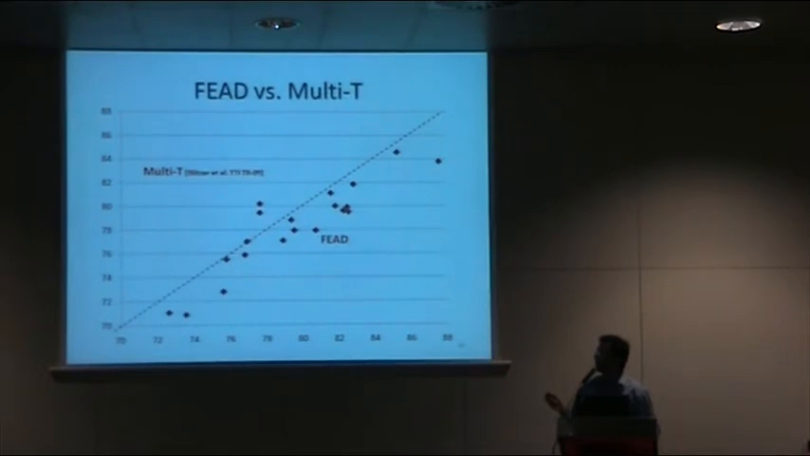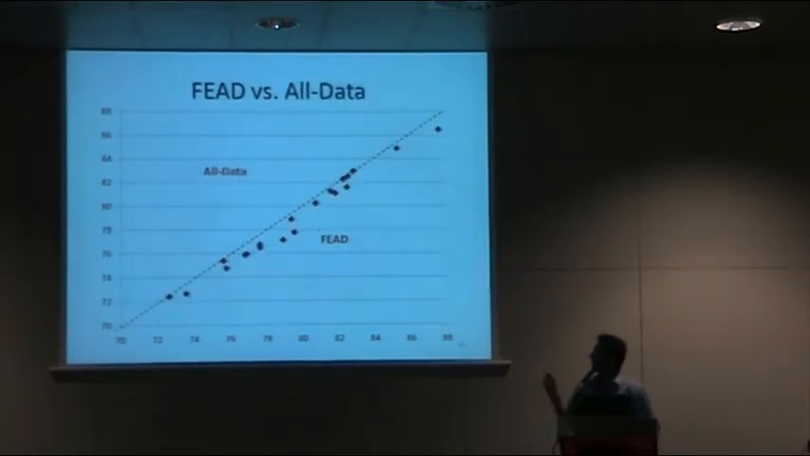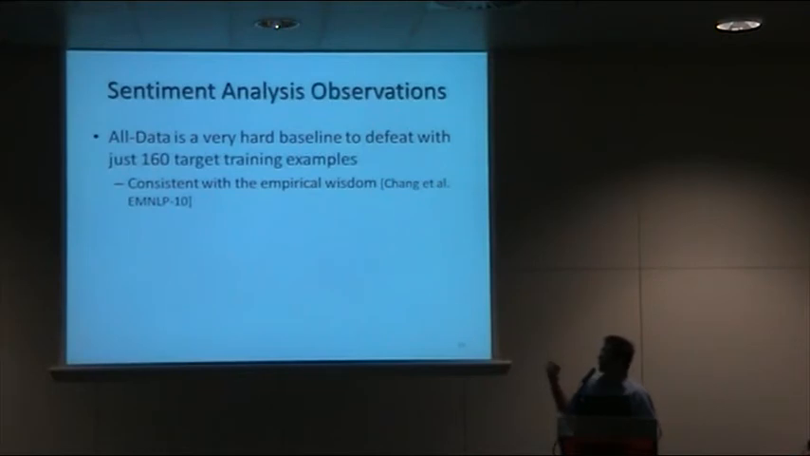Now let's compare with multi-view transfer or Blitzer. Still, feed is doing really well. And when you compare it with the all data baseline, which is trained on just a simple logistic regression classifier on source and target domain, feed is still doing pretty well. But what we observe in particular in this case is that all data is a very hard baseline to defeat. A simple logistic regression classifier trained on source and target does pretty well. And it's consistent with the empirical wisdom which has been observed by other authors as well.